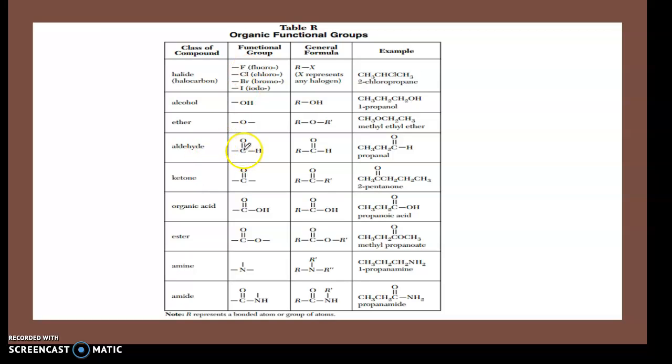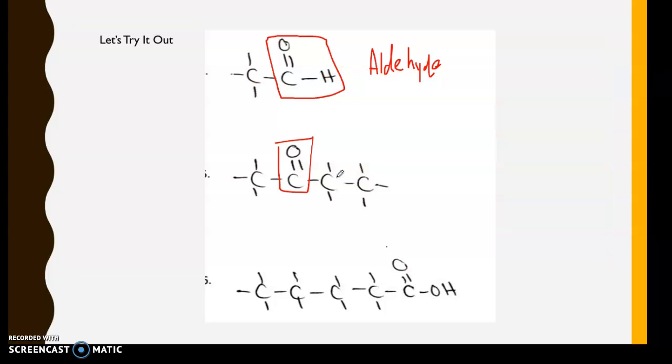Aldehyde has a carbon double bonded to an oxygen, but I'm not bonded to a hydrogen. I'm bonded to another carbon. So that means if I'm not an aldehyde, I'm a ketone. And with a ketone, usually when you see the blanks, it means that it's attached to another carbon, not a hydrogen. So this would be a ketone.